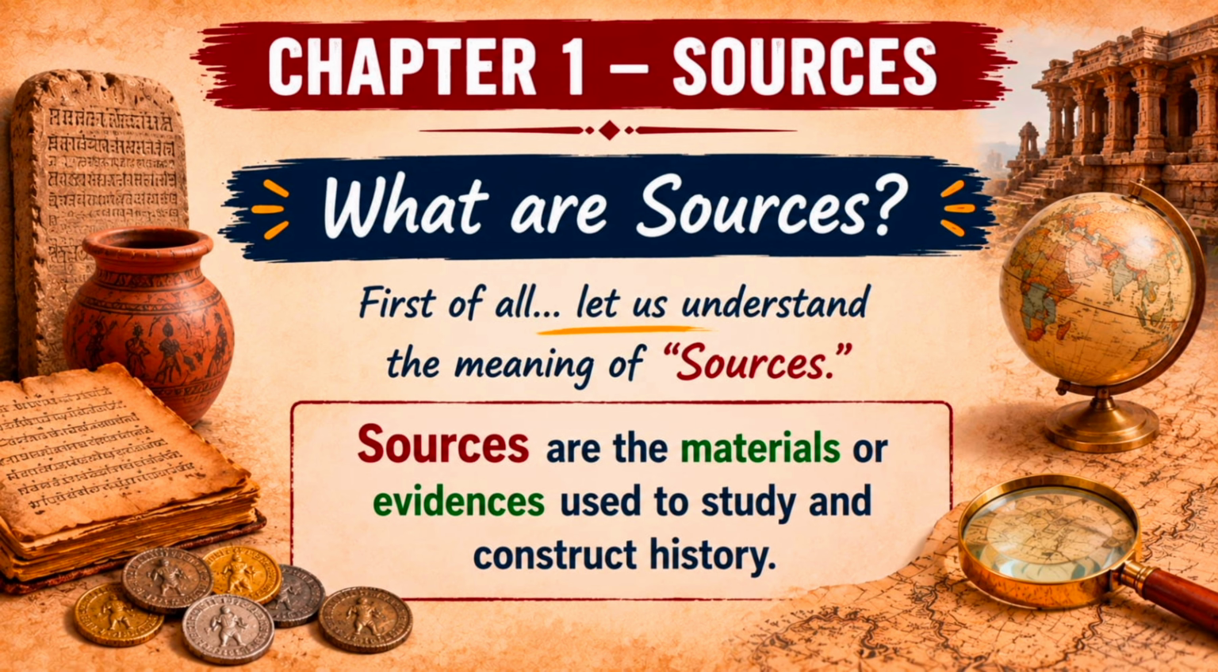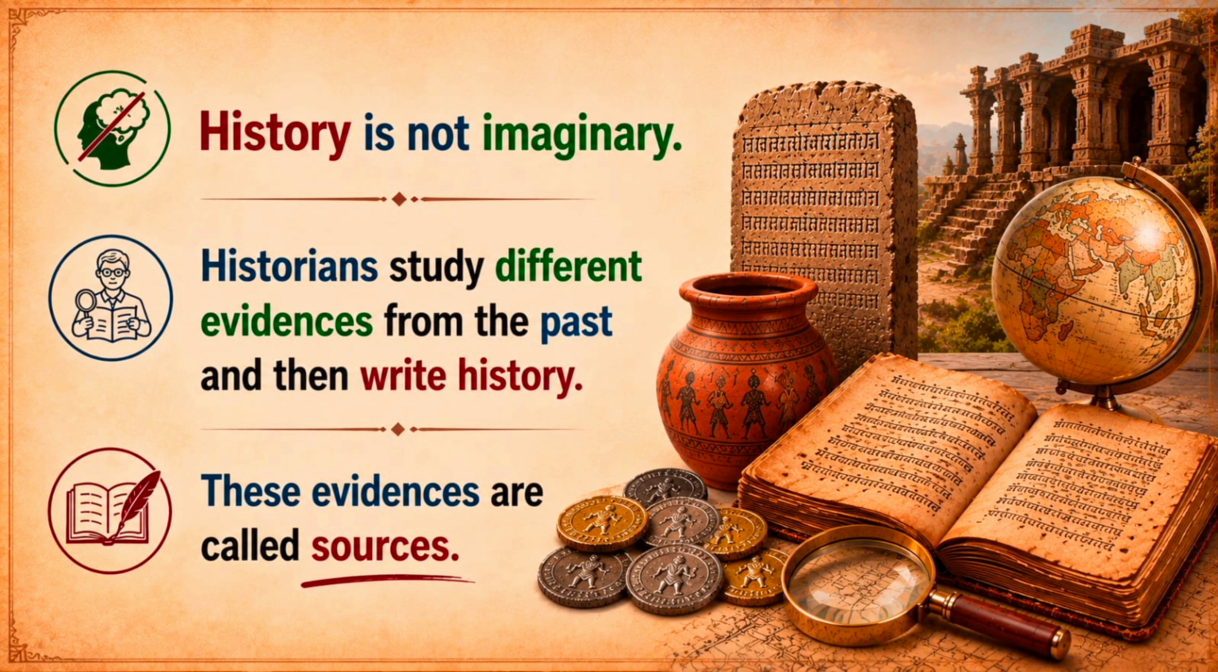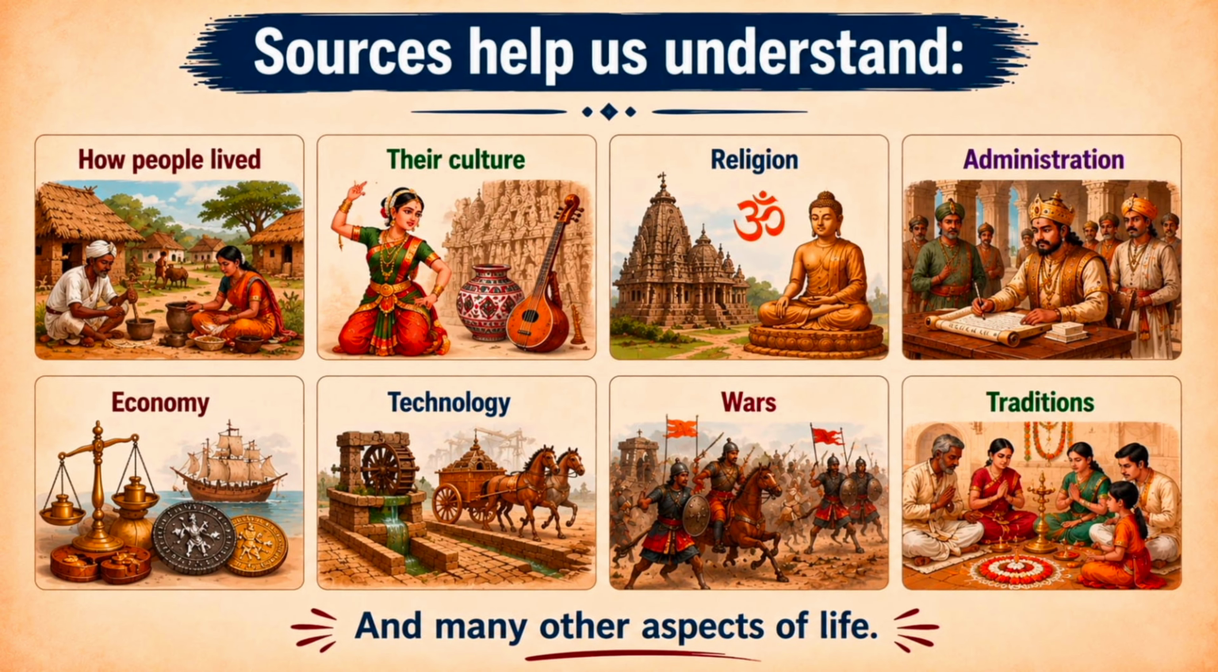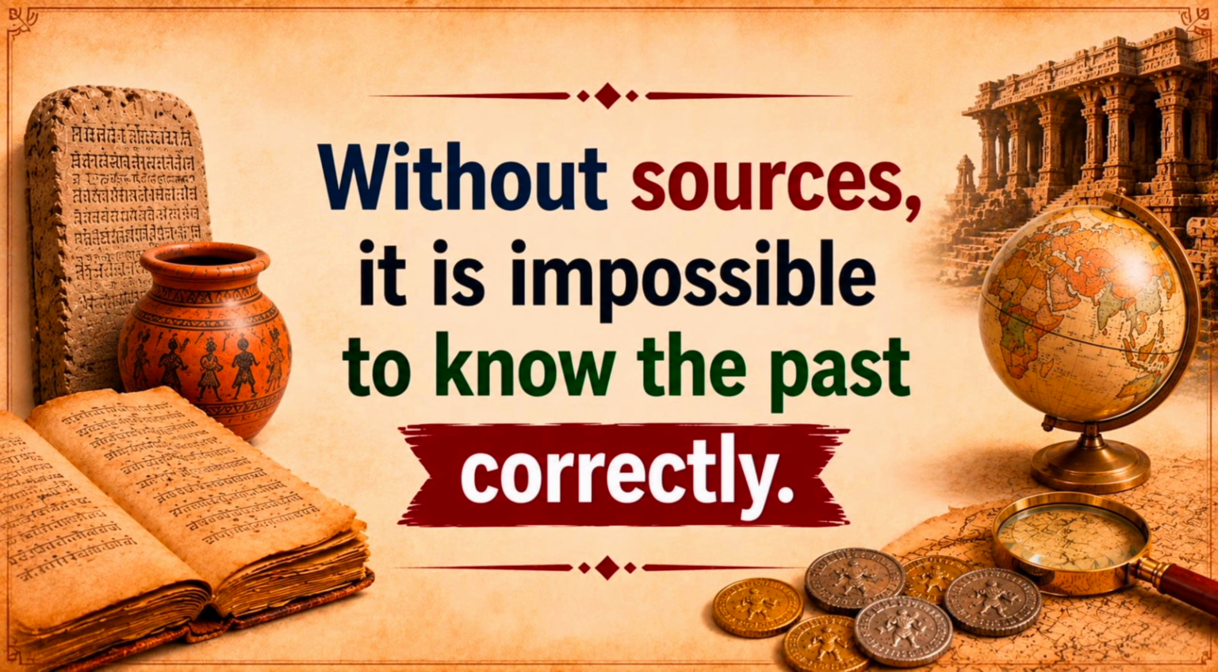What are sources? First of all, let us understand the meaning of sources. Sources are the materials or evidence used to study and construct history. History is not imaginary. Historians study different evidences from the past and then write history. These evidences are called sources. Sources help us understand how people lived, their culture, religion, administration, economy, technology, wars, traditions, and many other aspects of life. Without sources, it is impossible to know the past correctly.